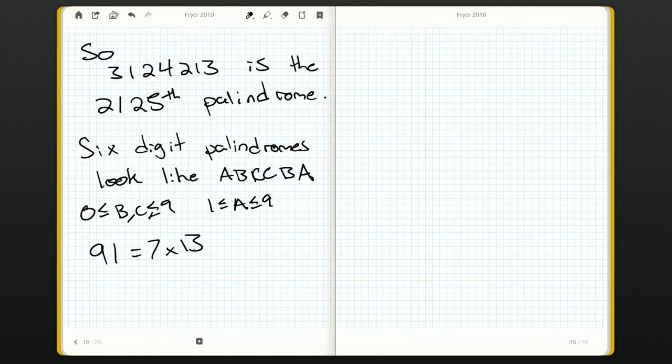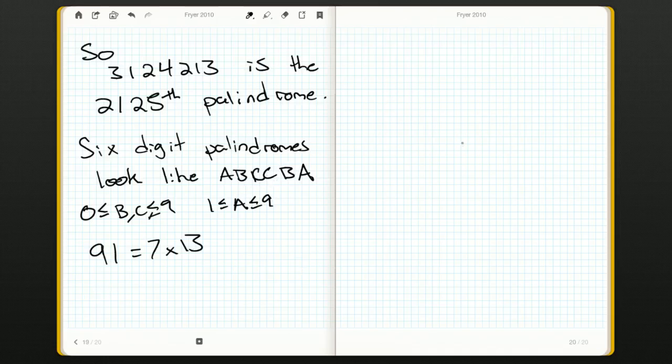How about we take a look, because the B's there look like 1001. And I'm pretty sure 1001 is divisible by 91. I think that's why they chose it.